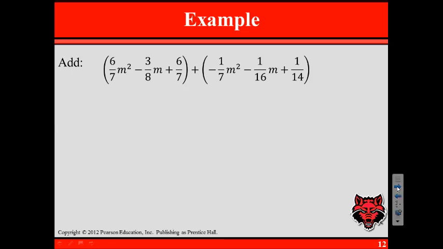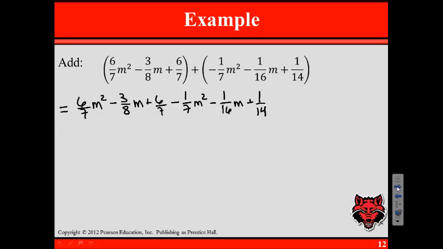We can also add or subtract polynomials with fractions. We go through the same process. Just remember, with fractions, when you add and subtract, you need a common denominator. So because we are adding, we drop the parentheses. We have 6 over 7 m squared minus 3 over 8 m plus 6 over 7 minus 1 over 7 m squared minus 1 over 16 m plus 1 over 14.